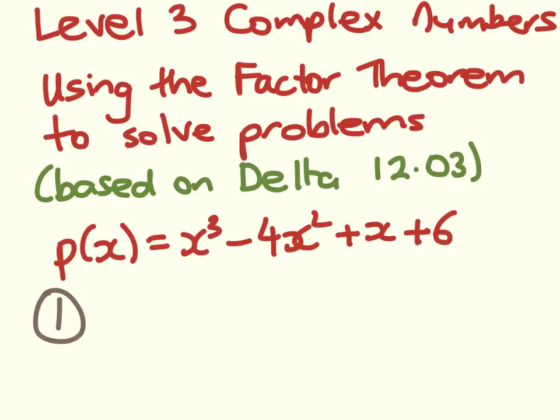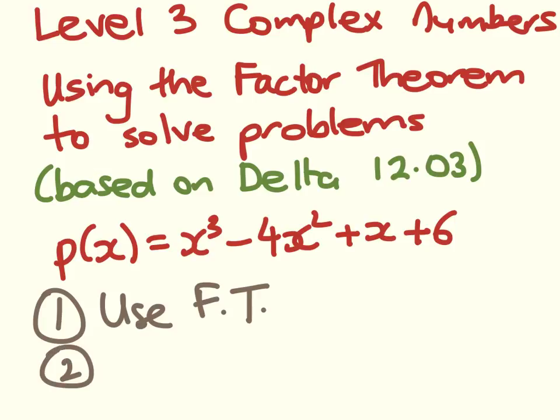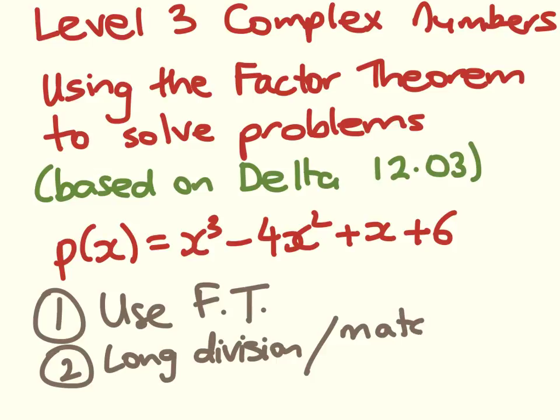So step 1 is to use the factor theorem, which I'm just going to call FT, to figure out the first factor. And then that kind of gives us a clue. Then we've got two options for the second step. We can either use your favourite new thing, which is long division, or we can do something which I call matching up the coefficients. So match the coefficients. We're going to look at this method on the next slide.